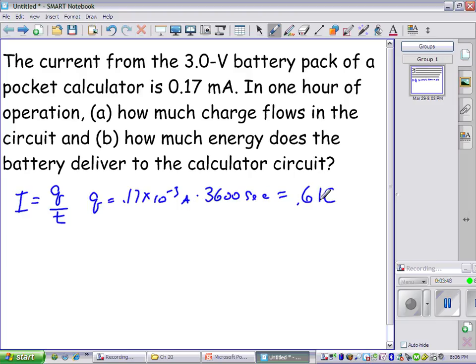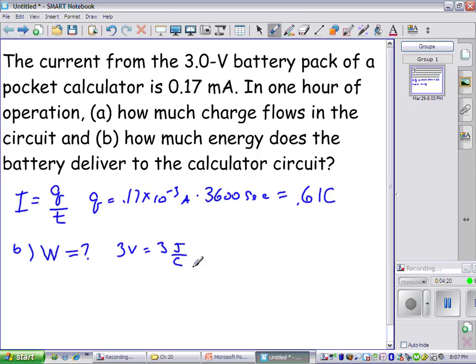Now part B wants us to solve for how much energy the battery delivers to the calculator circuit. So we want to solve for energy. We want to know how much work is going to be done. You'll typically see it as work equals, and that's what we want to solve for, the energy. What we need to realize is that 3 volts is really the potential difference. Now 3 volts can be thought of as 3 joules per coulomb.